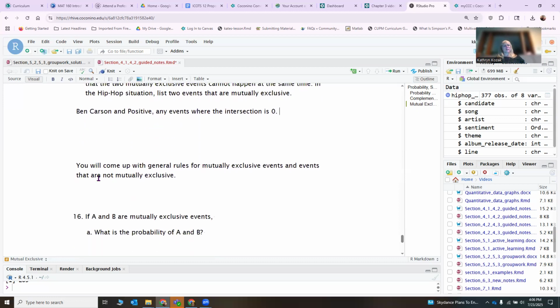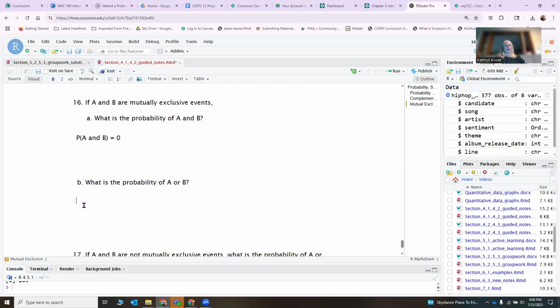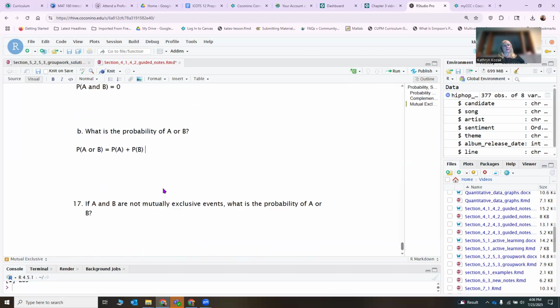So now we're going to come up with some general rules for mutually exclusive events and events that are not mutually exclusive. So if the two events are mutually exclusive, what's the probability of A and B? In other words, what's the probability that both will happen at the same time if they can't happen at the same time? That would be 0 because they cannot happen at the same time. What's the probability of A or B? We saw that when they were mutually exclusive, when we looked at Ted Cruz and positive, they were mutually exclusive. So it'd be probability of A plus the probability of B. There's no overlap to do anything with.